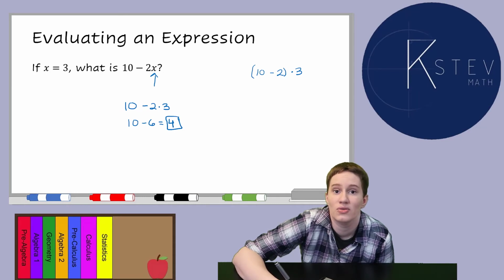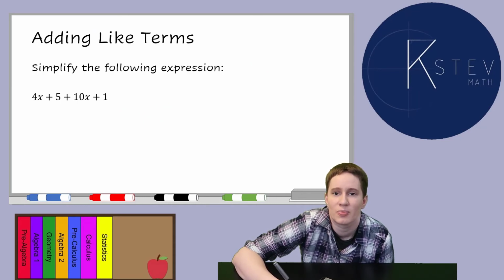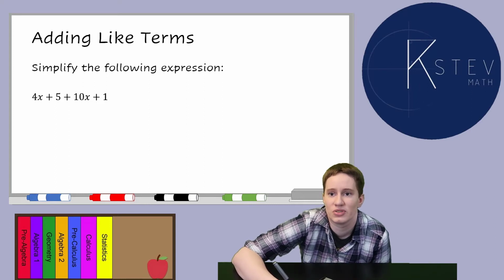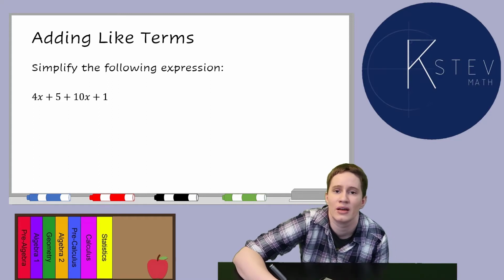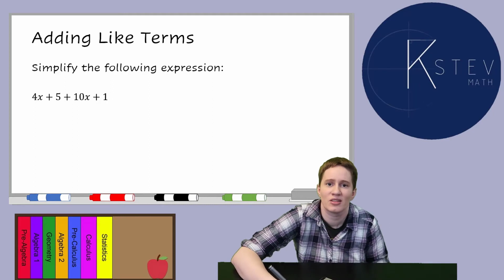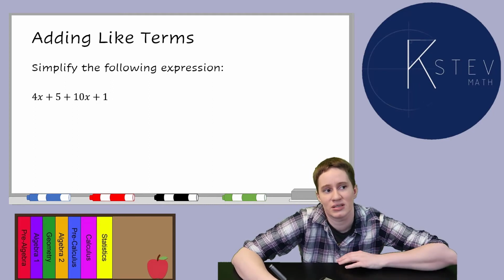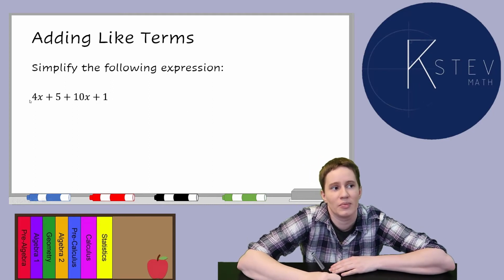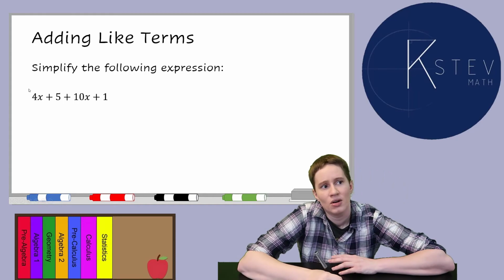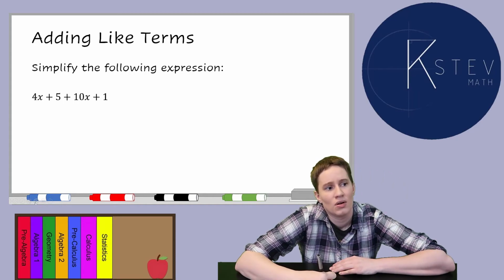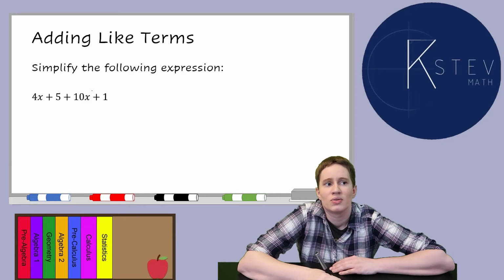Alright, we're going to do a new type of problem now. And this type of problem is called adding like terms. So, in this case, my instructions say simplify the following expression. Simplify basically means make this smaller than it is right now. So for instance, we have 4 things here. And let me help you see that there are 4 things.